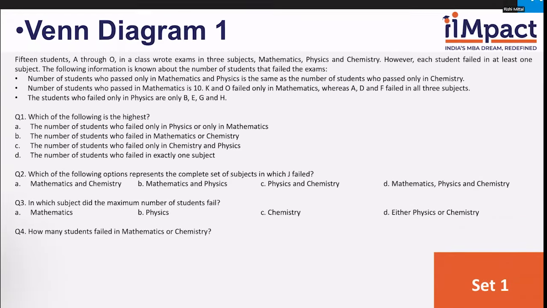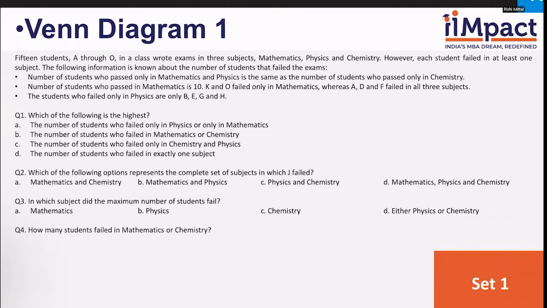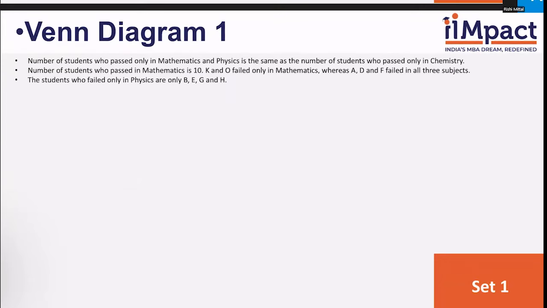Do we have any other information? Yes, there's one more piece of information. Each student failed in at least one subject. What does this tell us? That if we are making a Venn diagram of people who have failed, the number outside the Venn diagram will be zero because everyone has failed at least one subject. Okay. Cool.